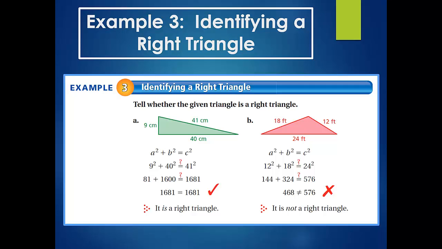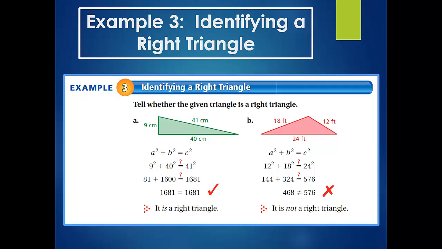We're going to see if this is true. 9 squared is 81, 40 squared is 1,600, and 41 squared is 1,681. So we're going to have 81 plus 1,600 is equal to 1,681. When we add up the left-hand side, we get 1,681, and that's equal to the right-hand side, which is 1,681. Since the left and the right sides equal each other, it is a right triangle.